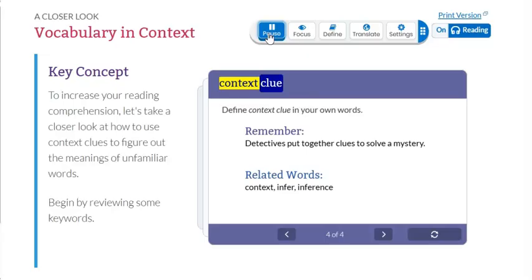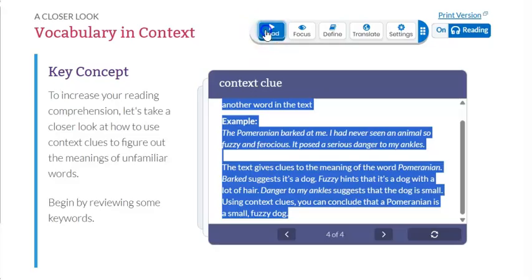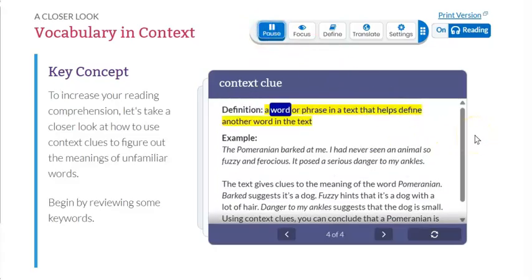Context clue. Define context clue in your own words. Remember, detectives put together clues to solve a mystery. Related words: context, infer, inference. Definition: a word or phrase in the text that helps define another word in the text.